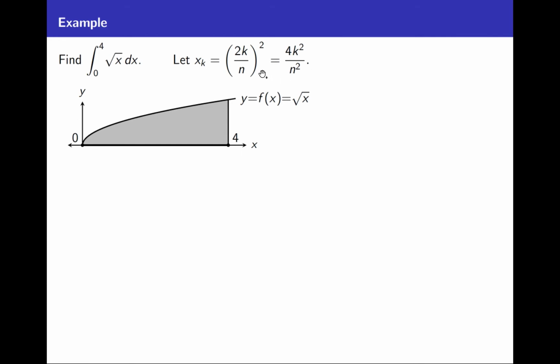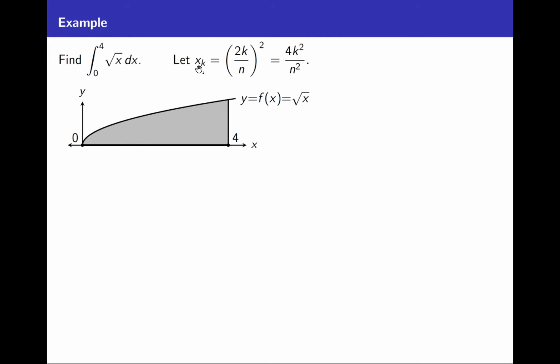Now, why would we do this? Think about it. X sub 0 would be 4 times 0 squared over n squared, which is 0. So x sub 0 is right there. X sub 1 would be 4 times 1 squared over n squared, so that's a little bit bigger than 0. And then by the time you work up to x sub n, you get 4 times n squared over n squared, which is 4. And that's the endpoint that you want to end at.